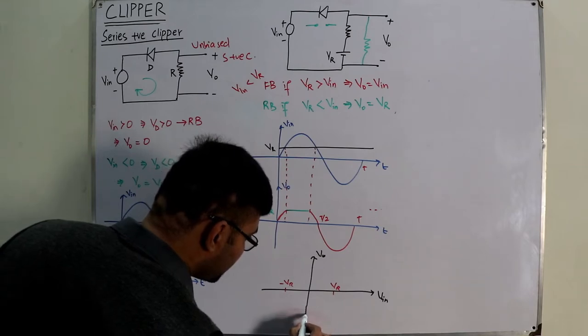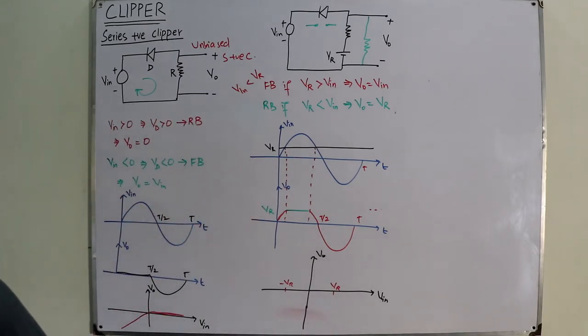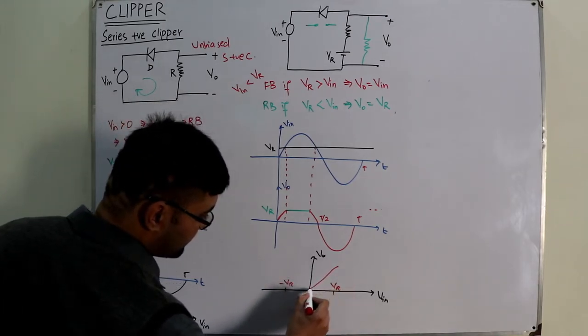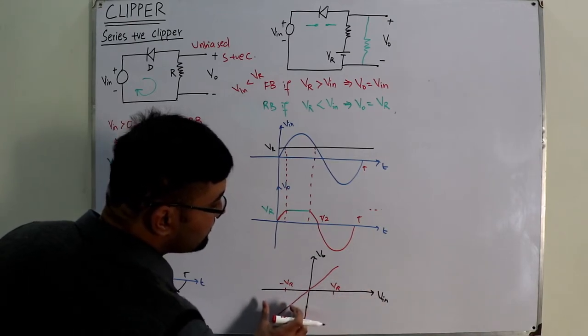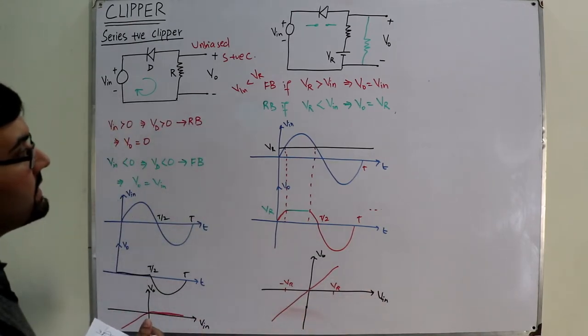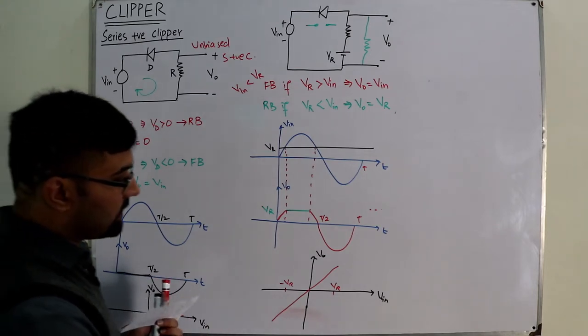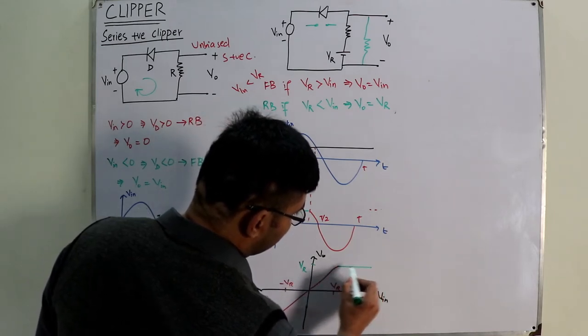When V input is less than VR, the output is equal to the input, like this. Output is equal to input when input voltage is less than VR, and when it's greater than VR, V naught is simply equal to VR. So let's say we have a VR over here, and a VR over here.